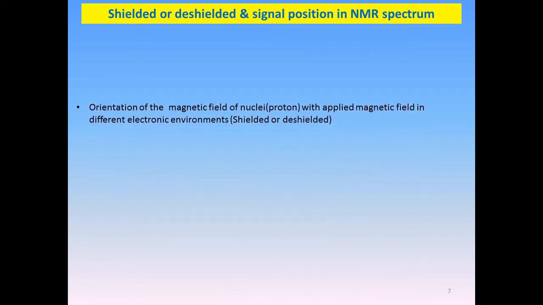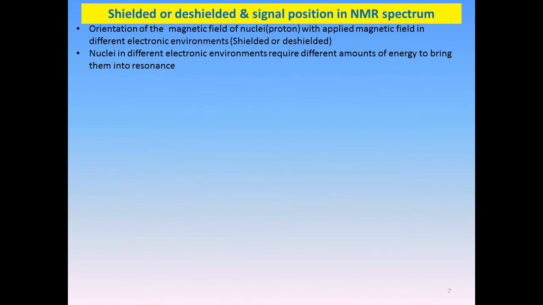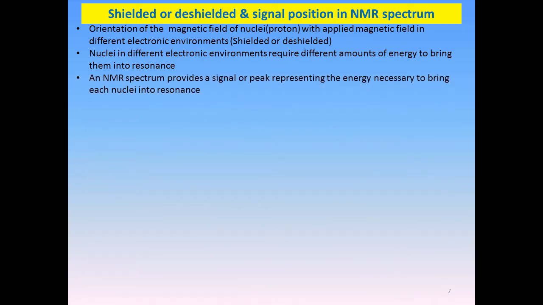Then, shielded or de-shielded and the signal position in the NMR spectrum. The orientation of the magnetic field of nuclei with the applied magnetic field in different electronic environments is said to be shielding or de-shielding. The nuclei in different electronic environments require different amounts of energy to bring them into resonance. An NMR spectrum provides a signal or a peak representing the energy necessary to bring each nucleus into resonance.